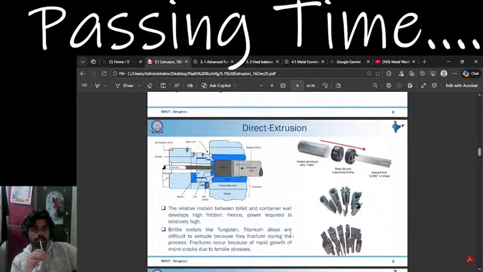Direct extrusion: the relative motion between billet and container wall develops high friction, hence the power required is relatively high. Brittle metals like tungsten and titanium alloys are difficult to extrude because of friction and fracture, since they are prone to fracture. Different lower temperature, lower melting temperature.